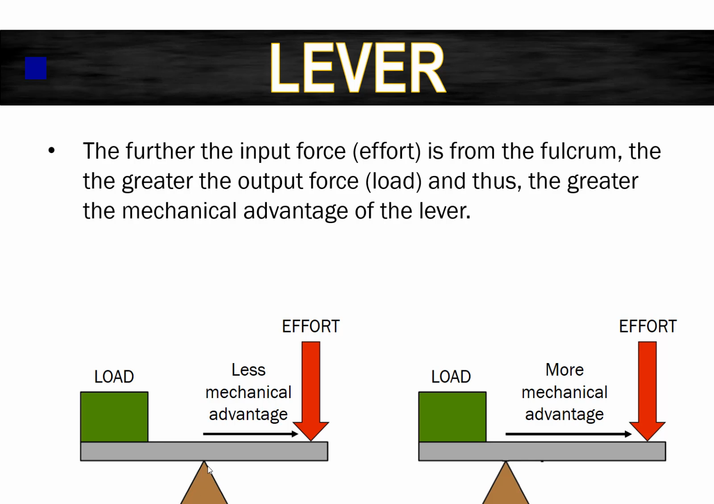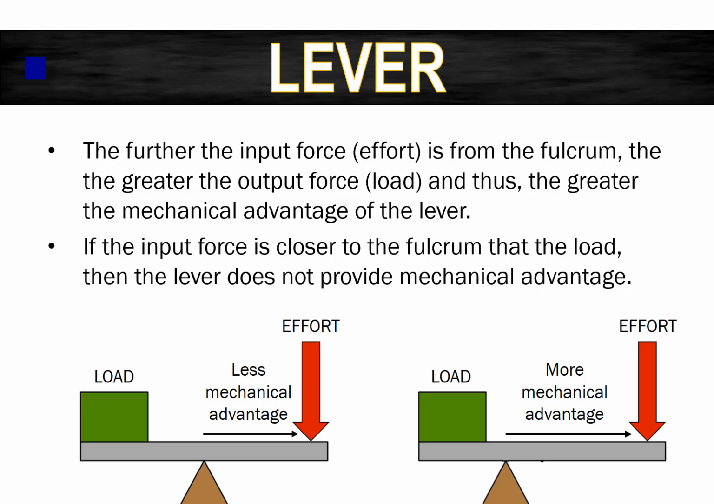So if you'll look, the fulcrum on the left hand side is in between effort and load, and this one has less mechanical advantage than the one on the right because we moved the fulcrum away from the effort. The further the fulcrum is from the effort force, the more the mechanical advantage, the easier it is for you. If the input force is closer to the fulcrum, then the lever does not provide as much mechanical advantage.